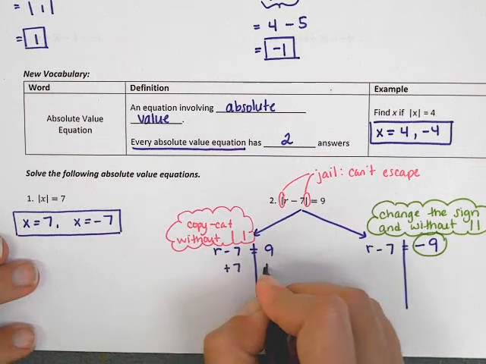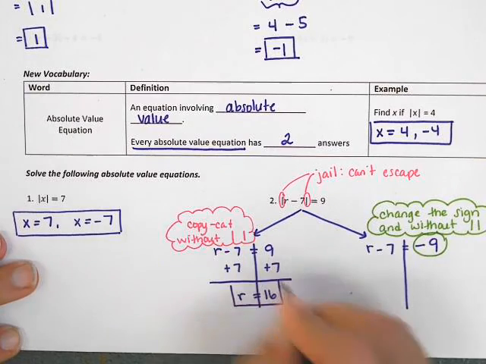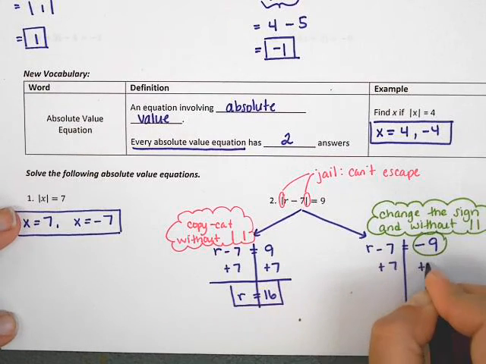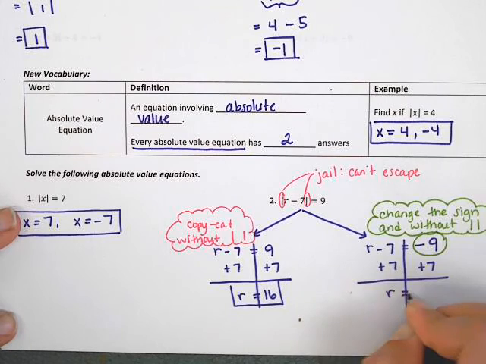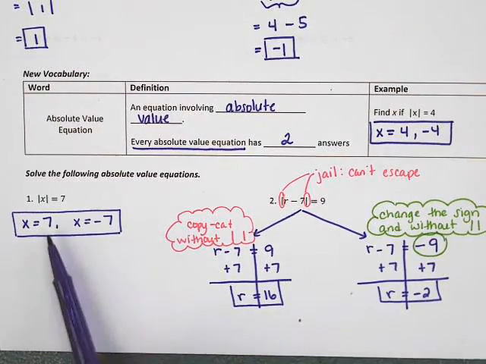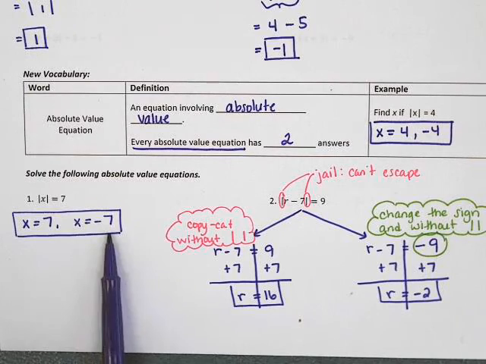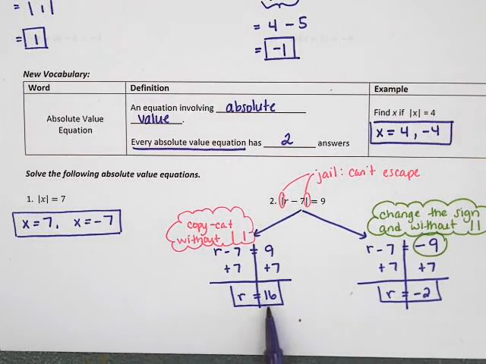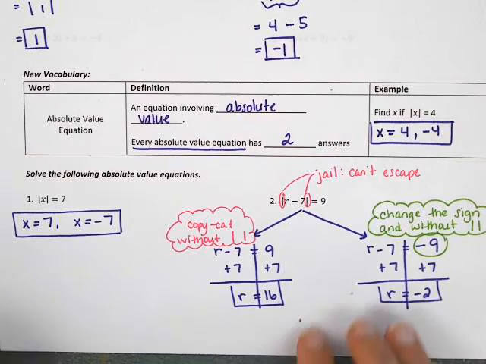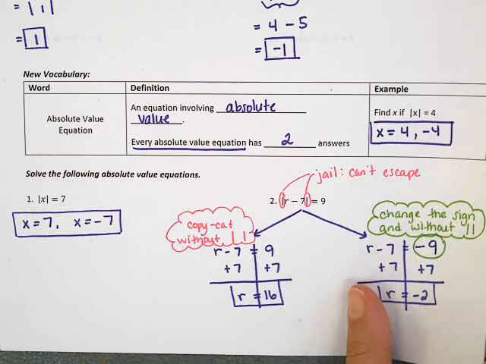We would add 7 on both sides, and we would get r equals 16 is my first answer. And then we would add 7 on both sides, and we would get r equals negative 2 is my second answer. Now, one common mistake that I usually see here is that students think we should get the same number for both of our answers, just with different signs, and that is only the case once in a while. This one was a 7 and a negative 7, but the correct answers for this problem are not the same numbers. One of them is a 16, one of them is a negative 2. So do not think that you're just going to have the same number with two different signs.